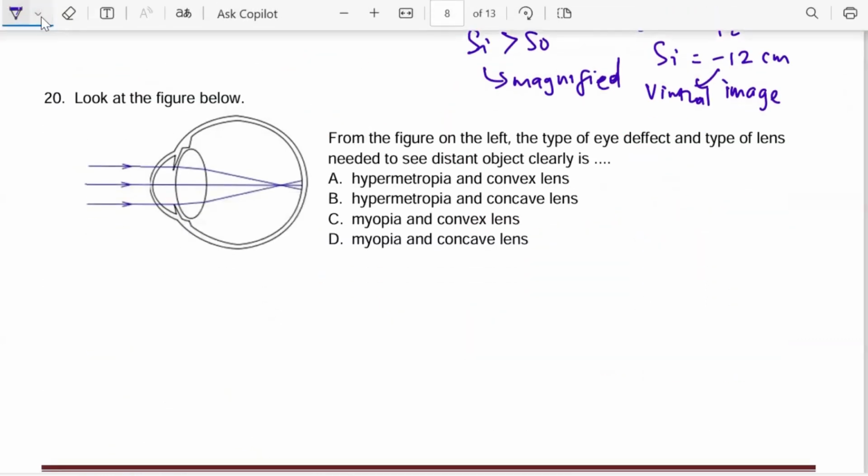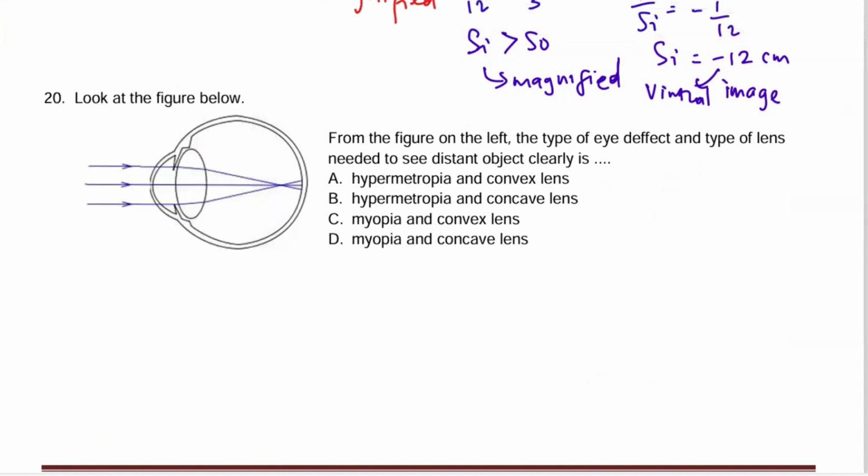You are given the pictures there. And then from the figure, you need to find out what is the type of the eye defect, and then the type of lens needed to see the distance object clearly. So it comes before the retina. So it's actually the minus one or the myopia.